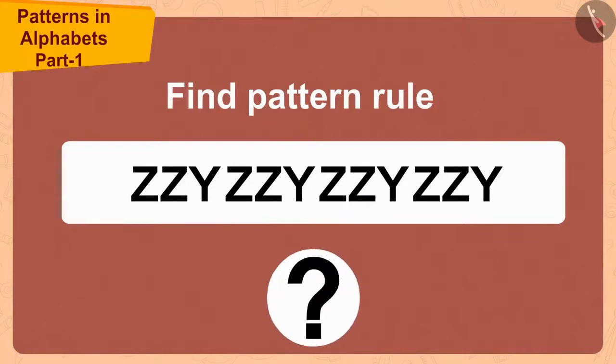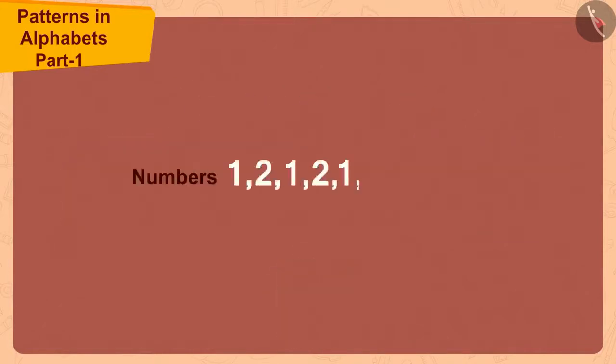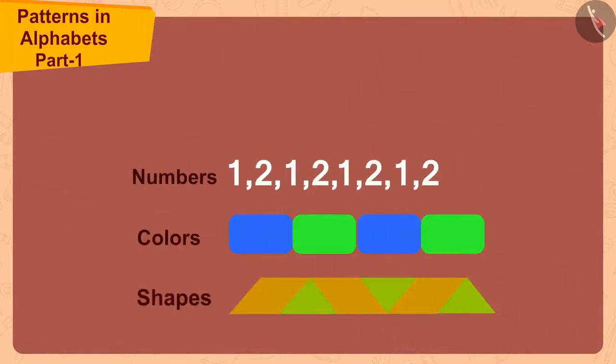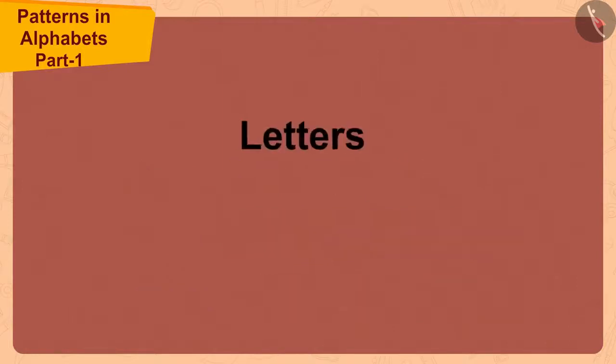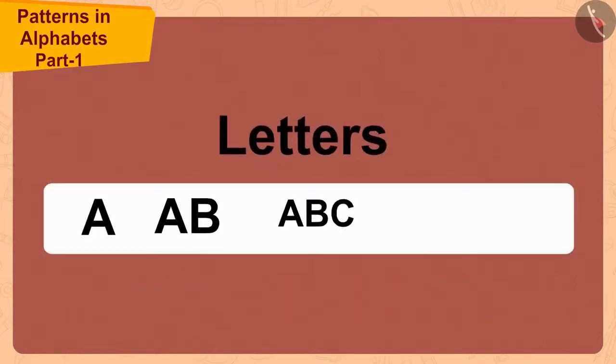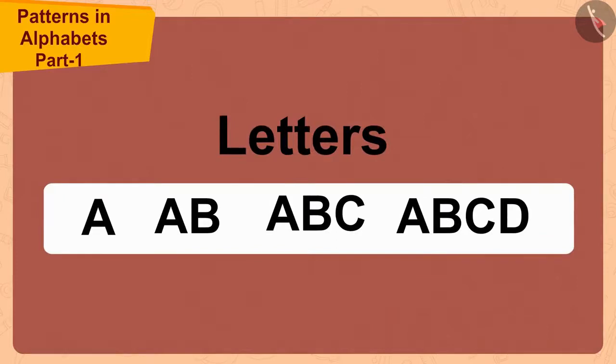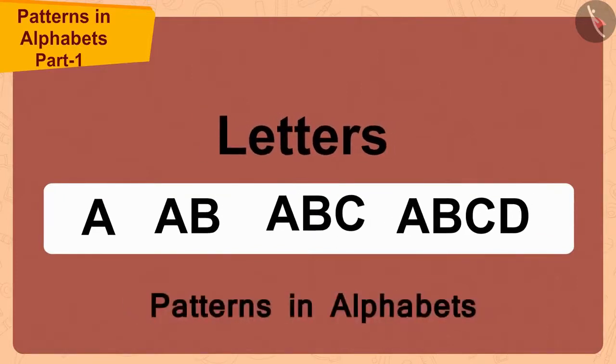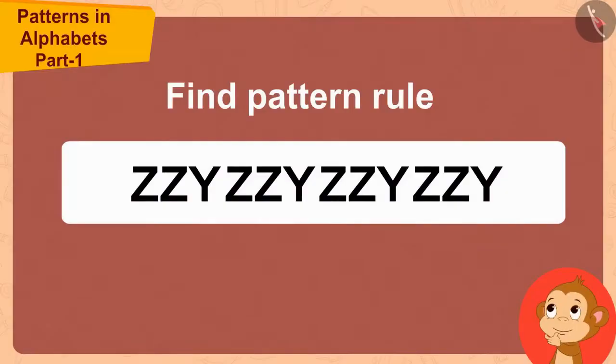Like we make different patterns from numbers, colors and shapes. Similarly, we can also make patterns by using letters. Such patterns which are made using letters are called patterns in alphabets. Let us see whether Babban was able to recognize the rule of this pattern.